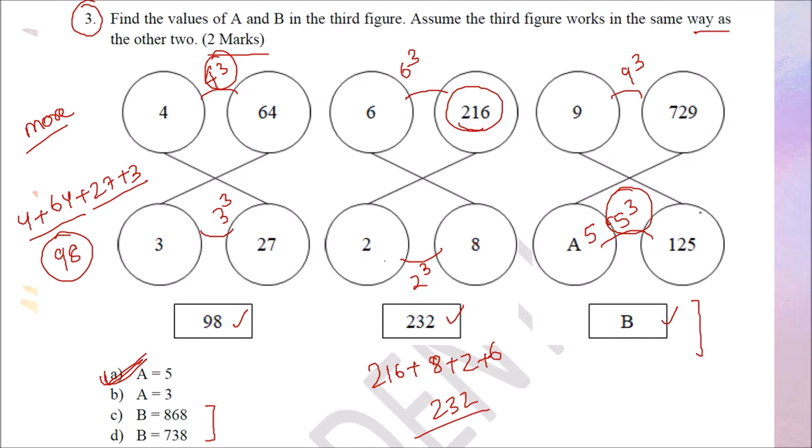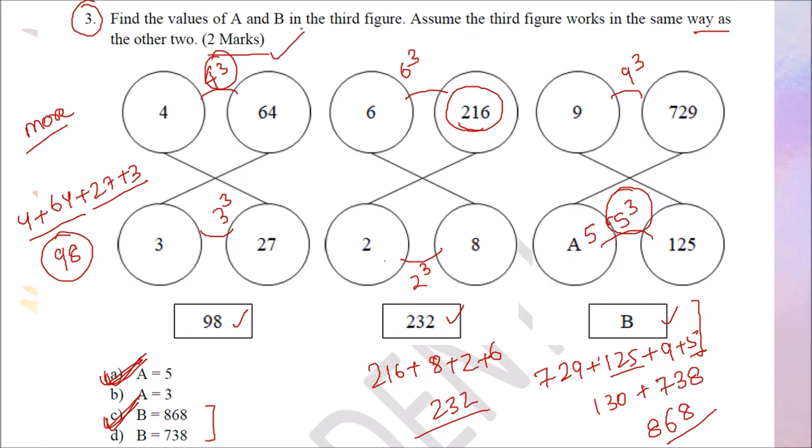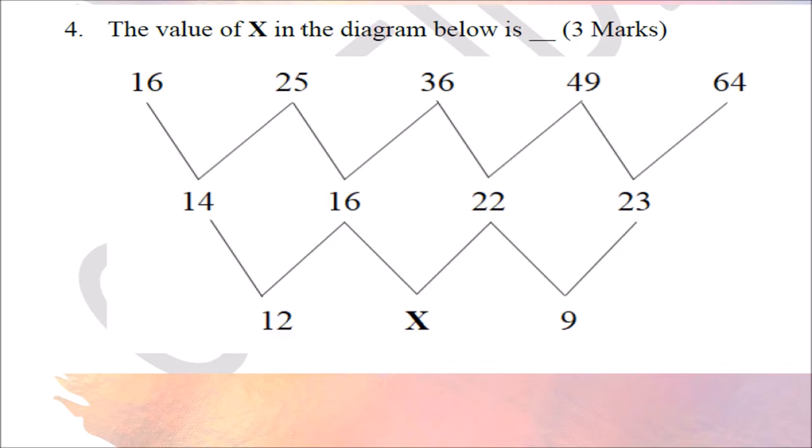Now friends, here also we will add everything. 729 plus 125 plus 9 plus 5. So 125 plus 5 will be 130, and 729 plus 9 will be 738. So this will be 868. So option C. So A and C is the correct value of A and B. Okay, so it is a 2 marks question, and the problem is very simple. It is not difficult at all.